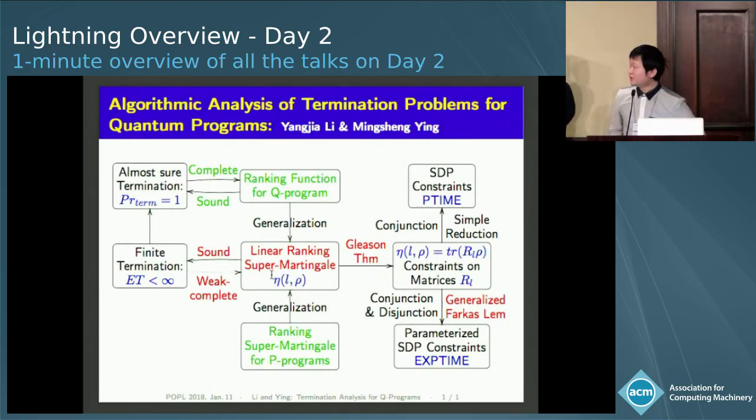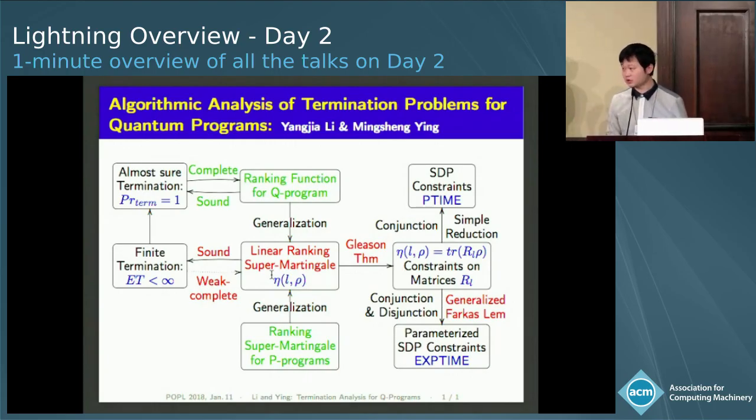Hello, everyone. My talk is about termination analysis of quantum programs, and this is the third talk in the termination session. In my previous work, we noticed that the termination of a quantum program is equivalent to the existence of some quantum ranking function. But at that time, it was really difficult to generate this ranking function because the mathematical form is bad.